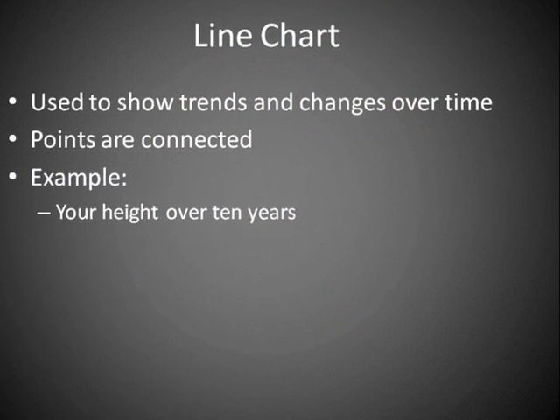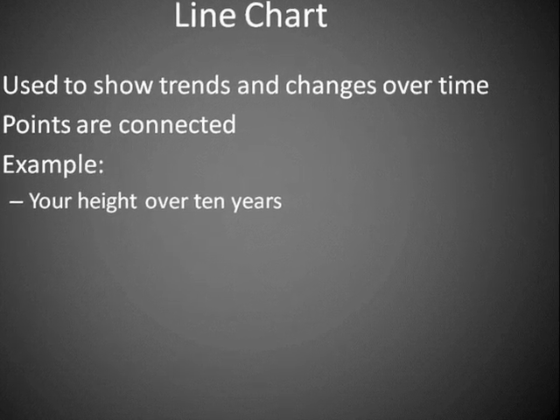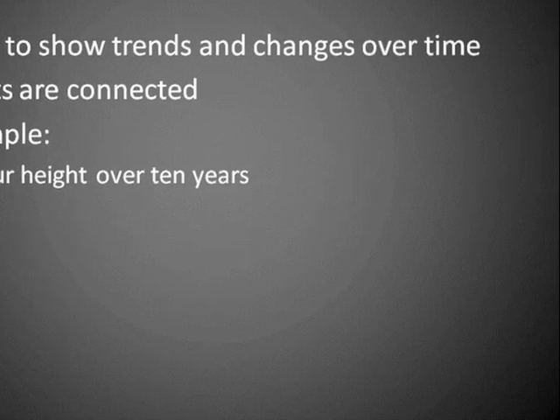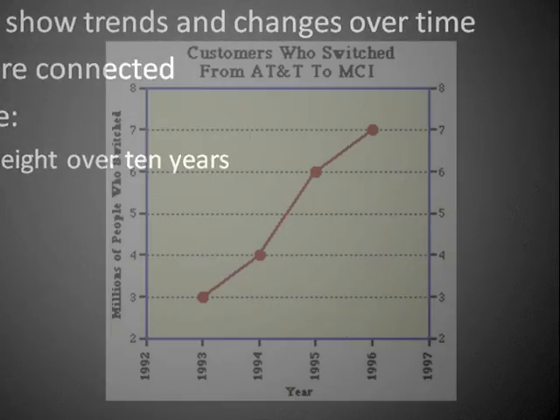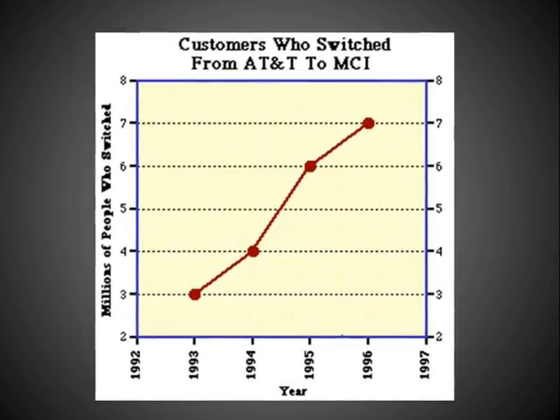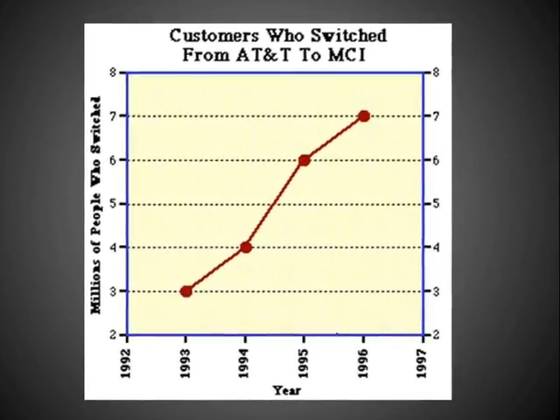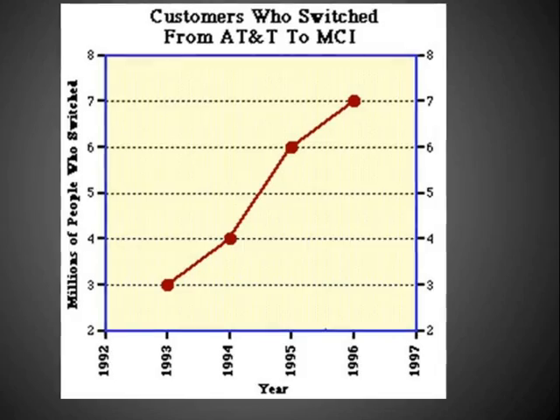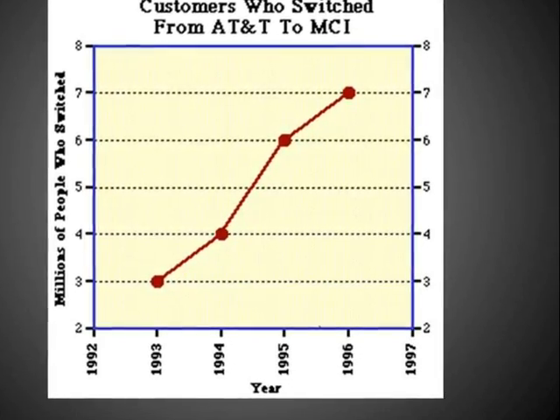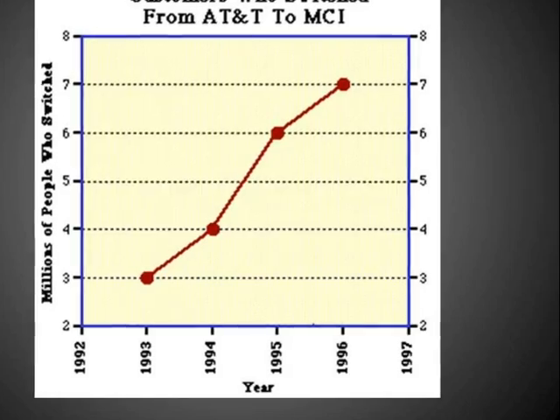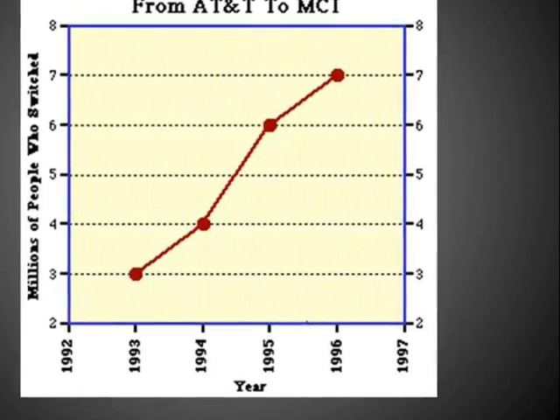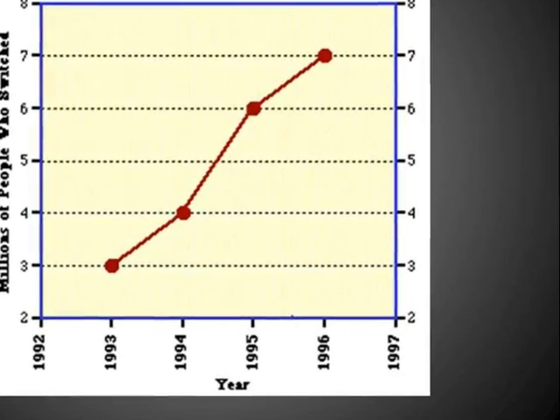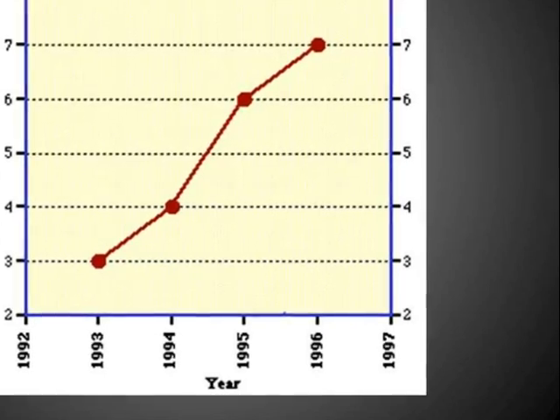A line chart is used to show trends and changes over time. In a line chart, points are connected. An example of a line chart would be your height over 10 years. In our example, we have customers who switch from AT&T to MCI. In this chart, you can tell the years, which are on the x-axis, and on the y-axis, it tells the number of people in millions who switched over. As you can tell, as each year progressed, more customers switched from AT&T to MCI. In a line chart, we can predict how well AT&T was doing in comparison to MCI during this time.